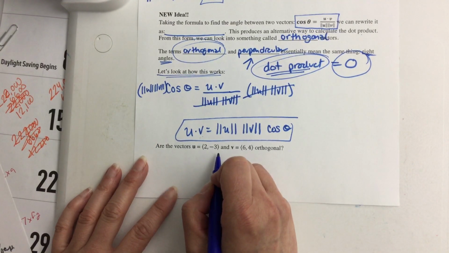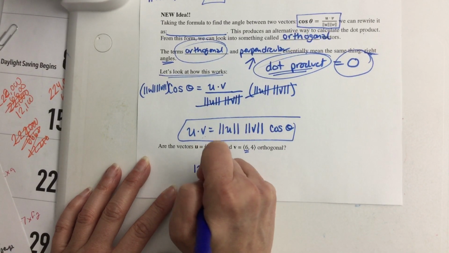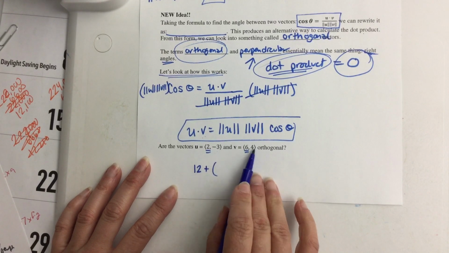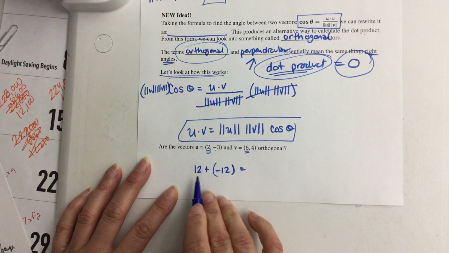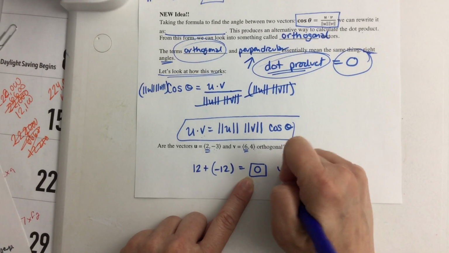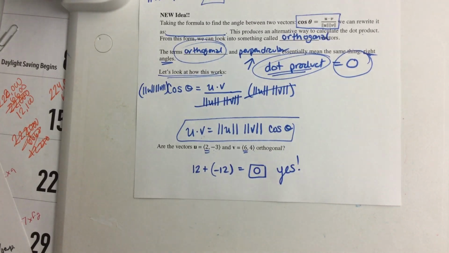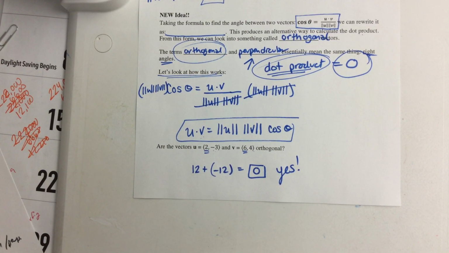So if I am finding the dot product, multiply the x's. 2 times 6 is 12. Plus, multiply the y's. -3 times 4 is -12. Positive 12 plus a -12 is 0. The dot product is 0, so yes, they are orthogonal. That's all that means, and now we have officially finished 6.4.